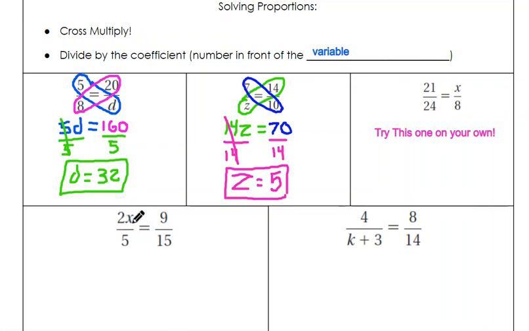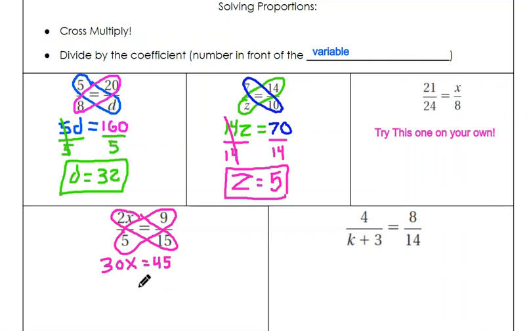All right, so let's try this one down here. If I was going to solve this one, I would do 2x times 15. Well, 15 times 2x, 15 times 2 would give me 30. So this would be 30x. And then I can also do 5 times 9. 5 times 9 will give me 45. So I would have 30x equals 45.